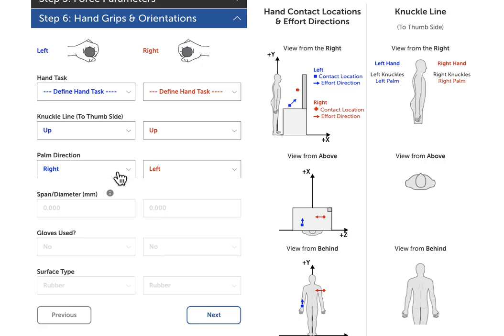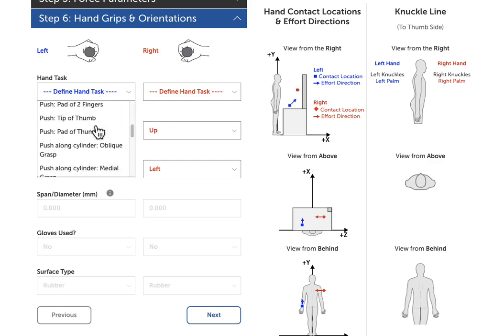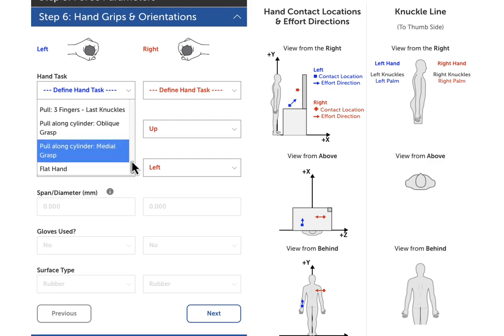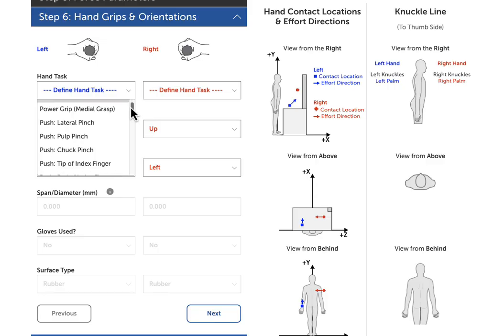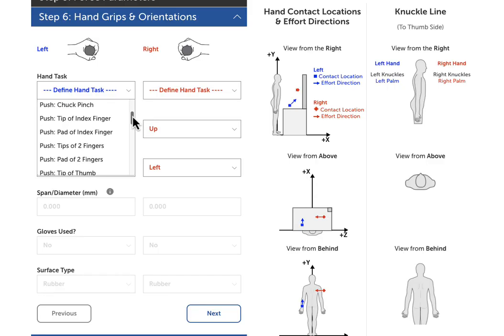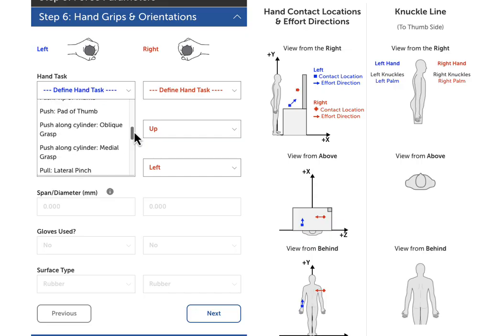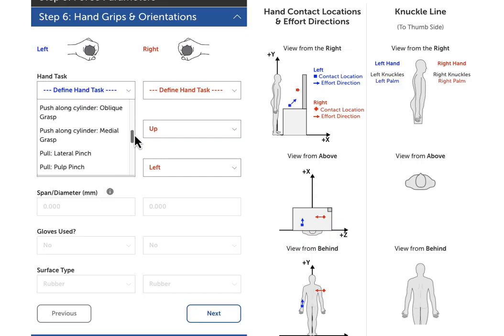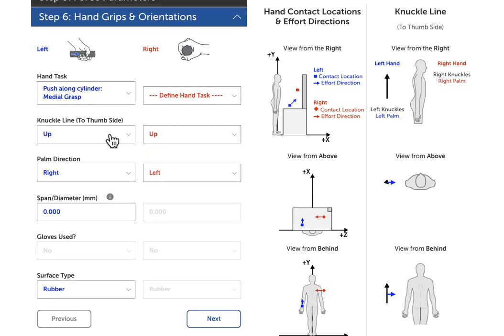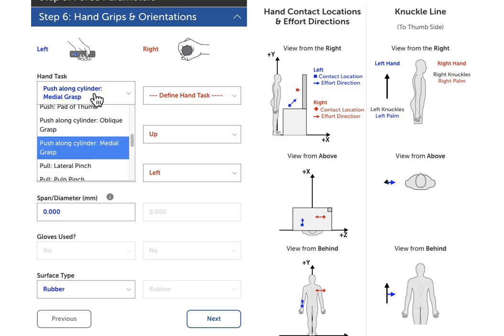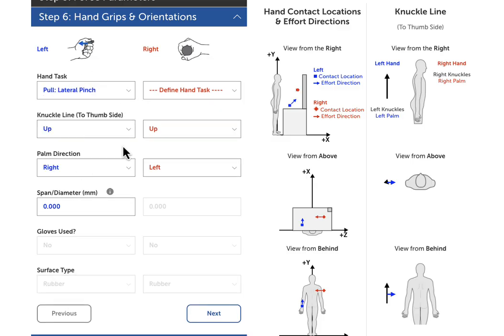But it does take a minute or two to try it out. The first thing is, if you've used HandPack, this has all of the different hand grips associated with HandPack. Power grip, pushes with lateral pinches, pulp pinches, pushes with the tip of the index finger, the pad of the index finger, the tips of two fingers, pushes along a cylinder with an oblique grasp or a medial grasp, so you can see what that looks like if you choose that.